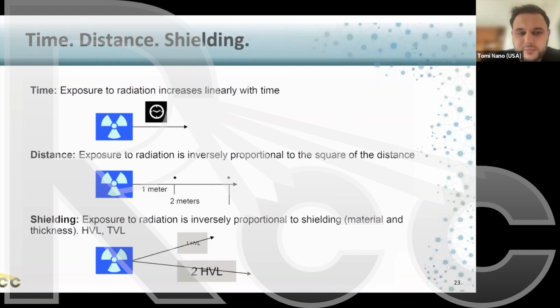All right. So when it comes to radiation safety, the 3 important factors to keep in mind are time, distance, and shielding. Obviously, the longer you're exposed to radiation, the more dose you will be receiving. The closer you are to the radiation source, the more dose you are receiving. And if you are not shielding yourself, then the more dose you're receiving.